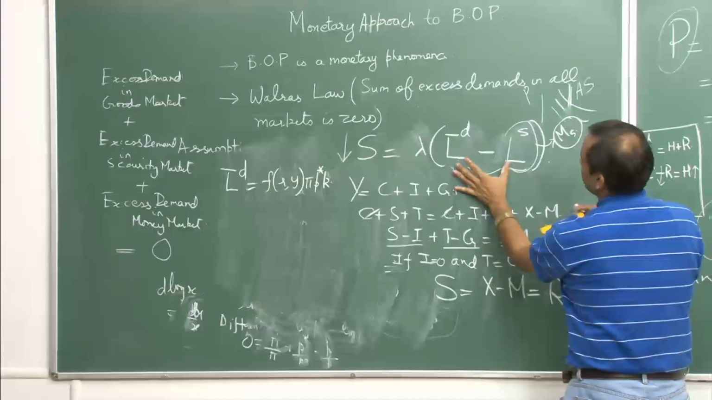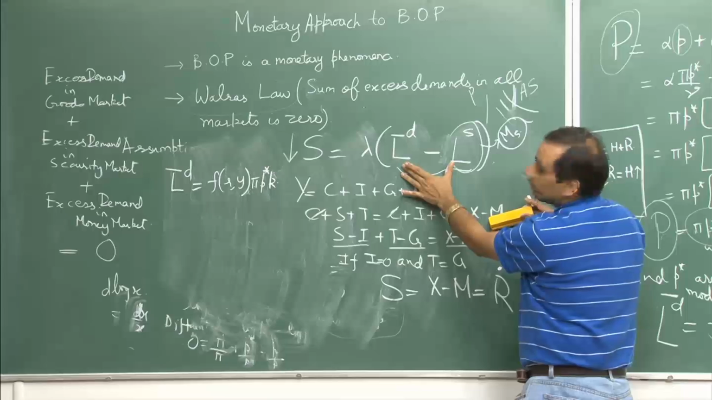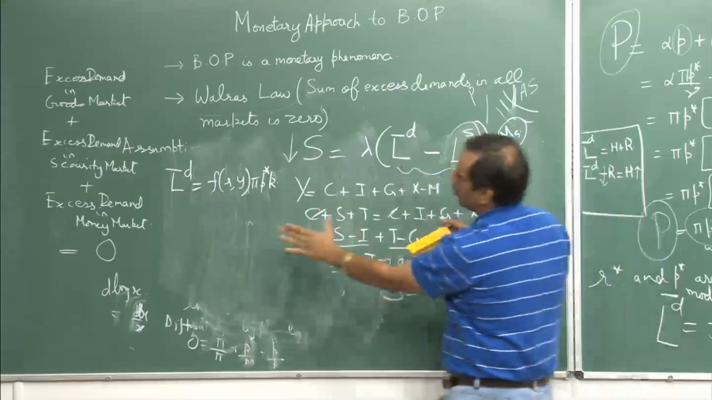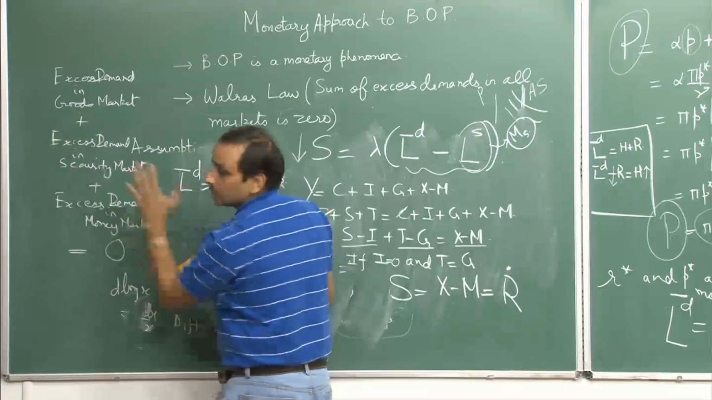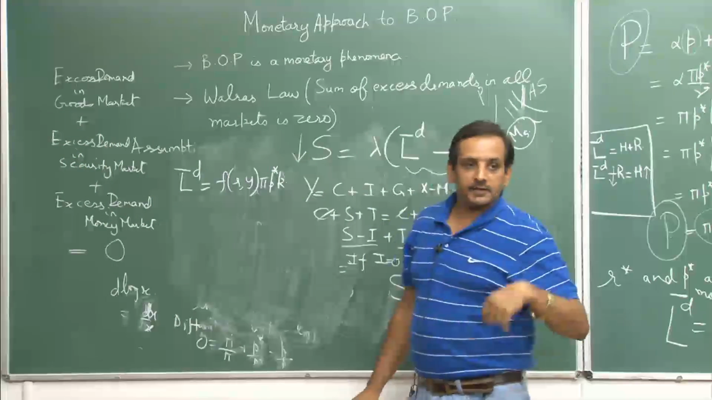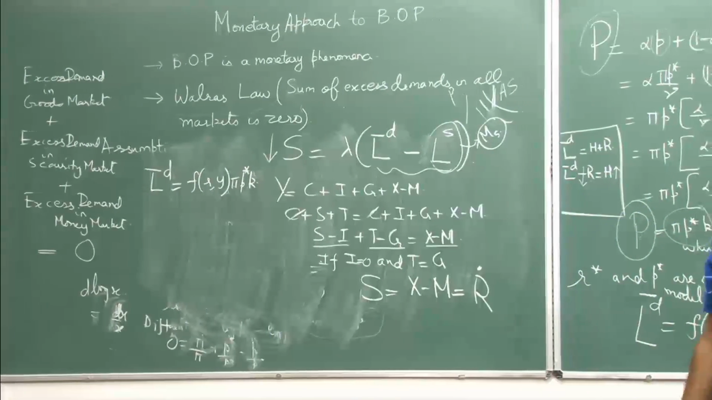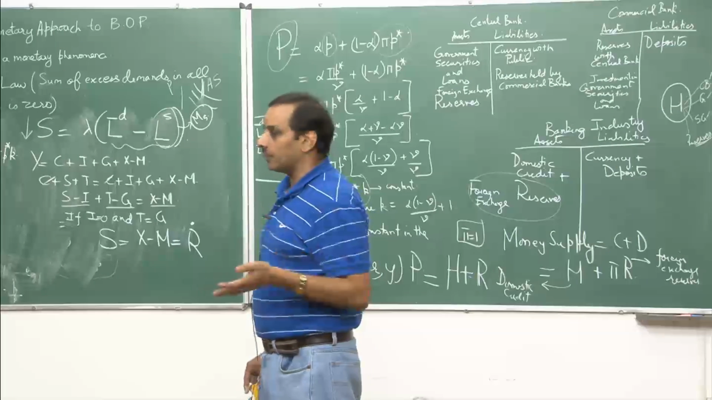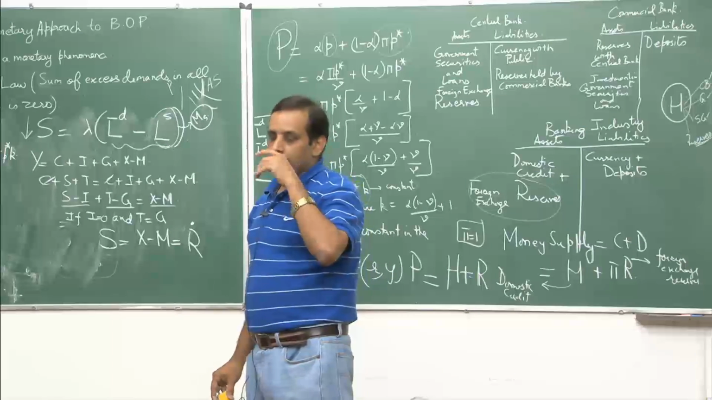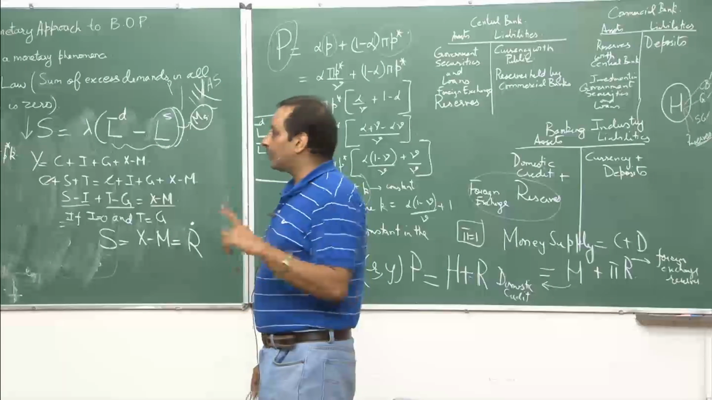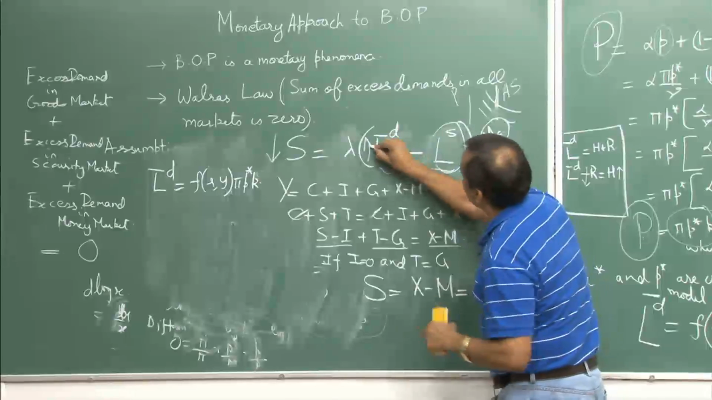Now, look at this. You will have an excess demand in the money market. When you have an excess demand in the money market, according to the Walras law, you would have excess supply in the goods and the security market. Excess supply in the goods and the security markets is equivalent to saying that you have a balance of payment surplus. And if it is a fixed exchange rate, and you have a balance of payment surplus, the reserves would go up.